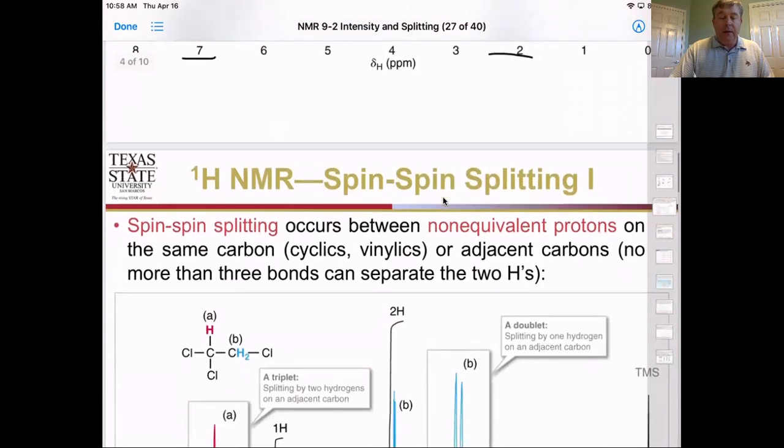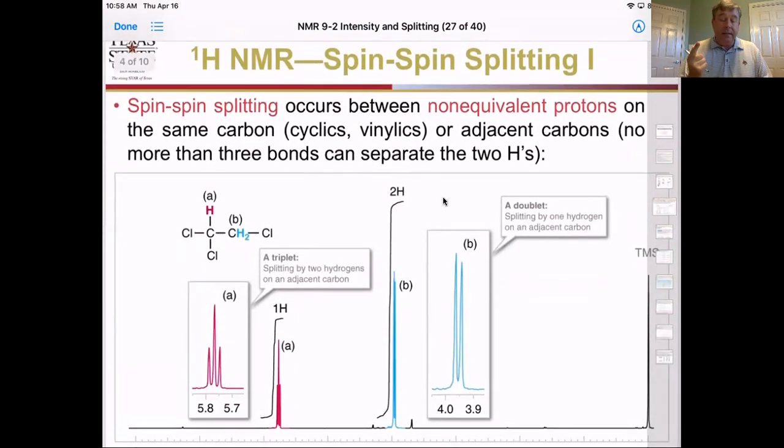Okay, so now that we have number of peaks, intensity of peaks, and position of peaks by shift, let's talk about spin-spin splitting, okay? So spin-spin splitting occurs between non-equivalent protons on the same carbon or adjacent carbons, but it cannot be more than 3 bonds apart. So that's the hydrogen to carbon bond, the carbon to carbon bond, and the carbon to hydrogen bond. So that's a total of 3 bonds that we can go. It does not go more than 3 bonds, okay?